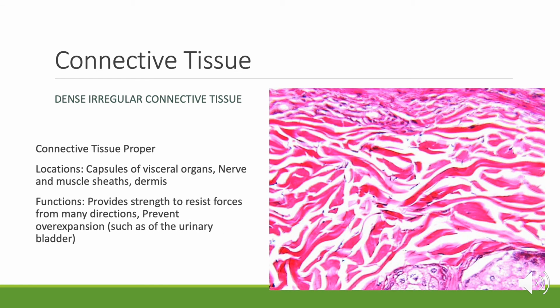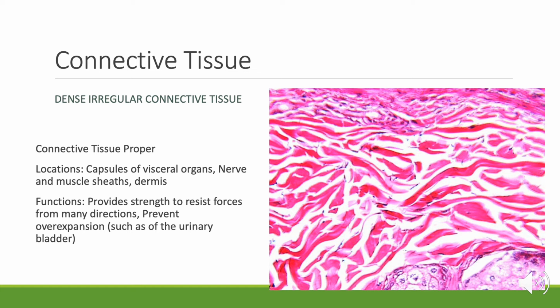Dense irregular connective tissue is aptly named, having a much more unusual appearance than the regular tissue. This is a mesh of collagen fibers with interspersed fibroblasts and is located at nerve and muscle sheaths as well as capsules of visceral organs. It functions to provide strength to resist forces from several directions and to prevent overexpansion.